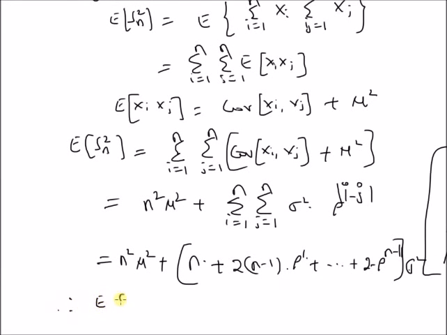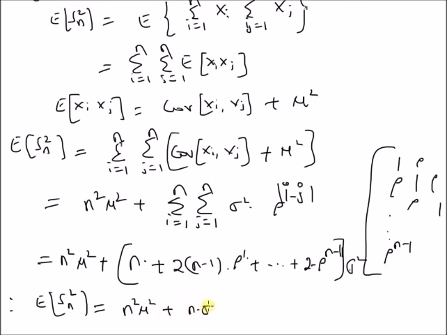Therefore, the expectation of Sn square, that is the second moment, is equal to n square into mu square plus n into sigma square, that is n into the first term, plus summation with m equal to 1 to n minus 1 of 2 times n minus m into rho power m. So this is basically the sum of all these terms.